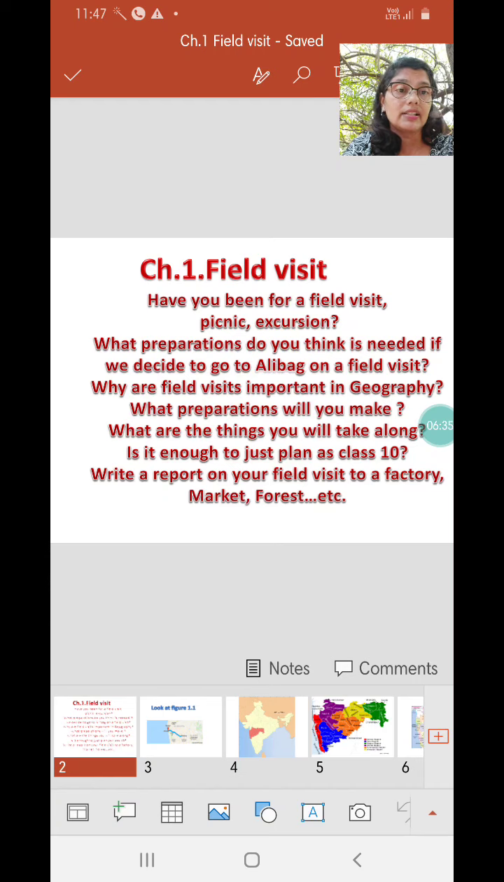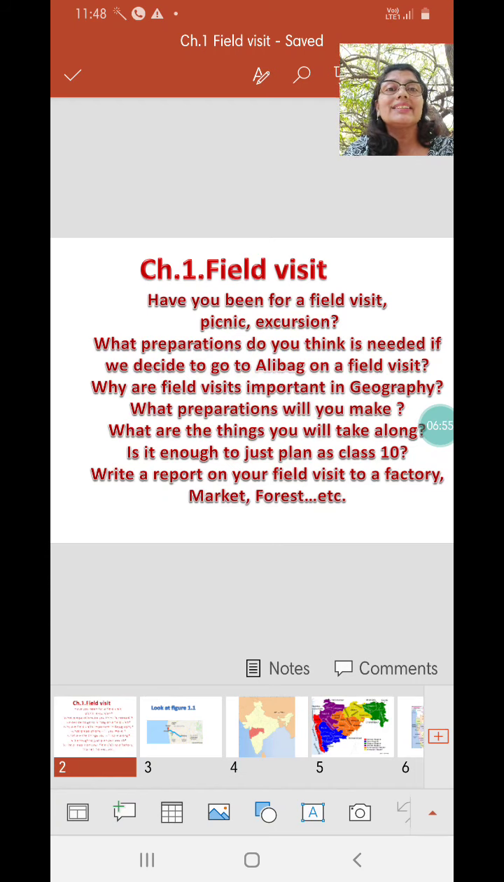How many days will this field trip last? When will be the day you will leave, the day you will come back? Okay, and in between, other preparations like hotels, restaurants, etc. Where will you have your lunch? Where will you have your dinner? All these have to be contemplated much in advance in order to make your field visit successful.